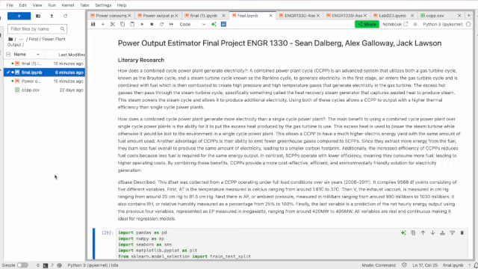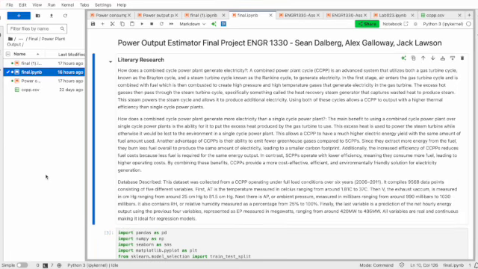Additionally, the increased efficiency of the CCPP reduces fuel costs, and because less fuel is required for the same energy output, it costs a lot less to run than a single cycle power plant. Like I said earlier, single cycle plants operate with a lot lower efficiency, meaning they consume way more fuel, leading to higher operating costs. By combining these benefits, combined cycle power plants provide a much more cost-effective, efficient, and environmentally friendly solution for electricity generation.